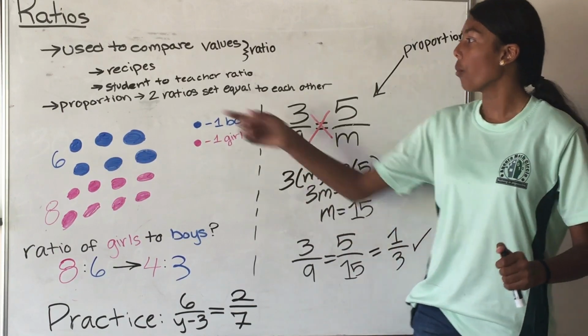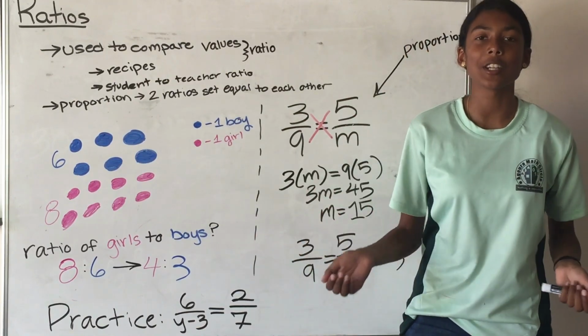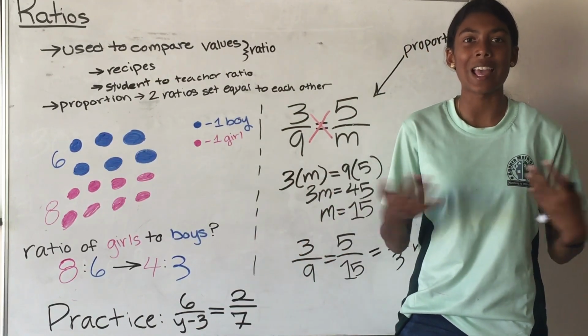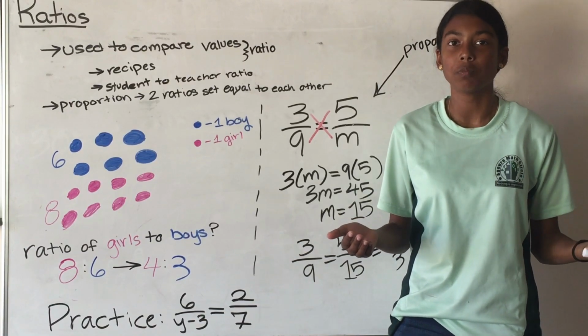So now we're going to move on to proportions. What's a proportion? A proportion is two ratios set equal to each other. There actually can even be more than two.